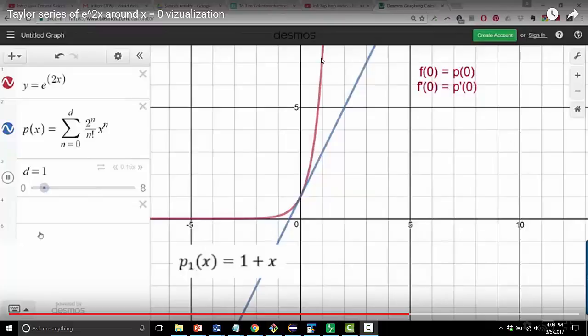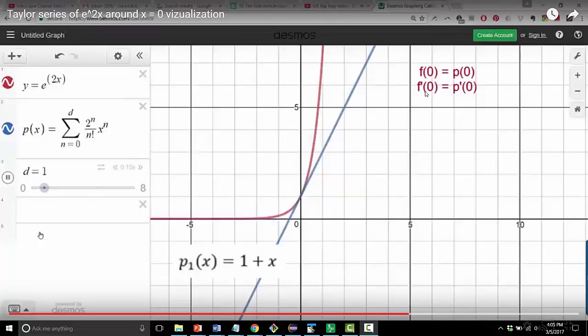If my red exponential function is called f, and if my tangent line is called p, in order to make the tangent line, you need to do two things. You need to set the two y coordinates equal, and you need to set the slopes equal. So in other words, f of 0 and p of 0 need to be the same, because that's the y coordinate of my curve and my line.